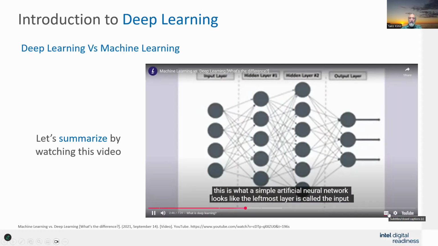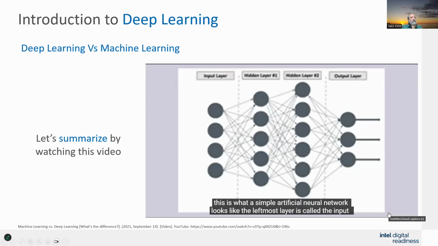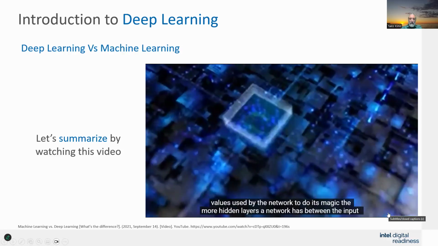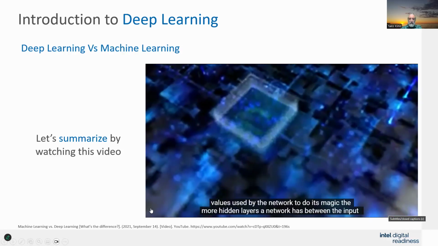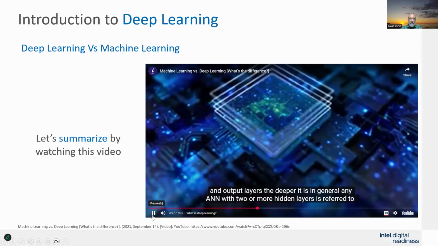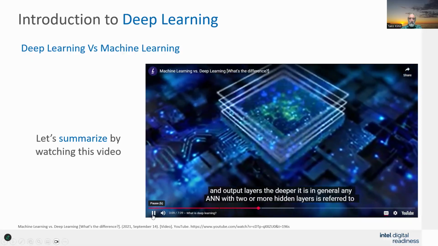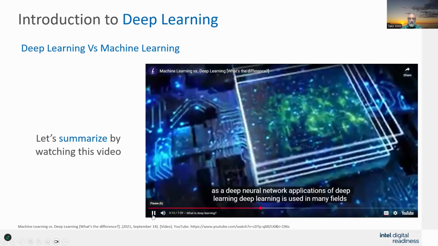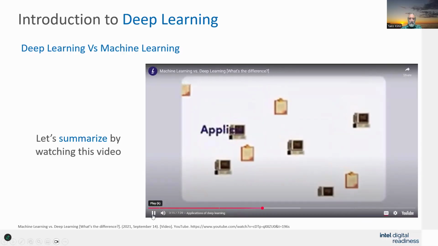This is what a simple artificial neural network looks like. The leftmost layer is called the input layer, the rightmost layer is the output layer. The middle layers are called hidden layers because their values aren't observable in the training set. In simple terms, hidden layers are the calculated values used by the network to do its magic. The more hidden layers a network has between the input and output layers, the deeper it is. In general, any ANN with 2 or more hidden layers is referred to as a deep neural network.